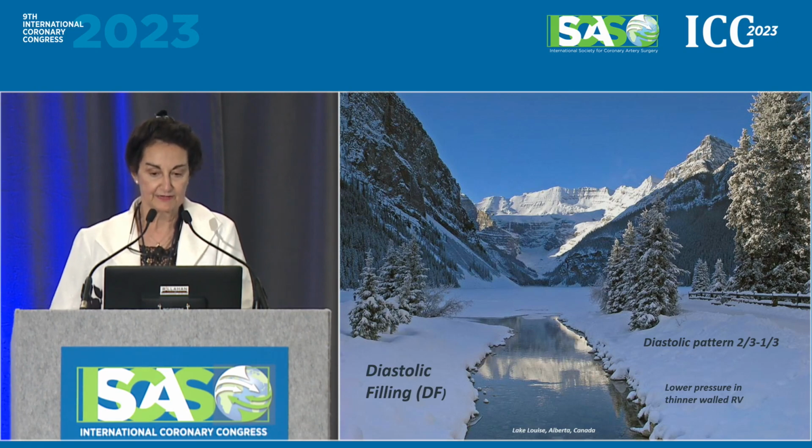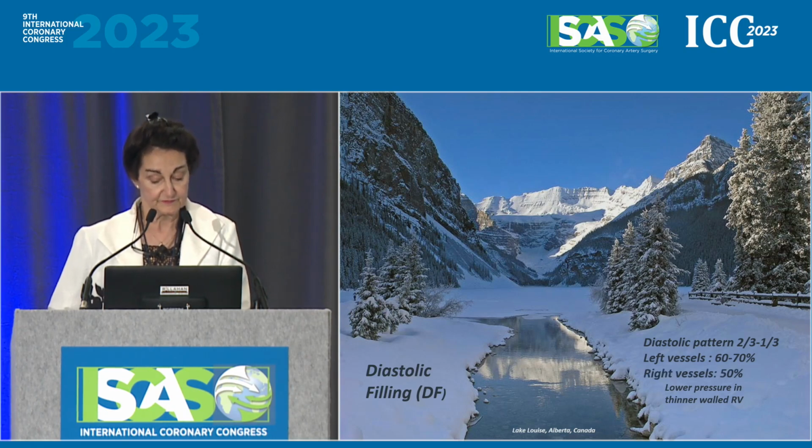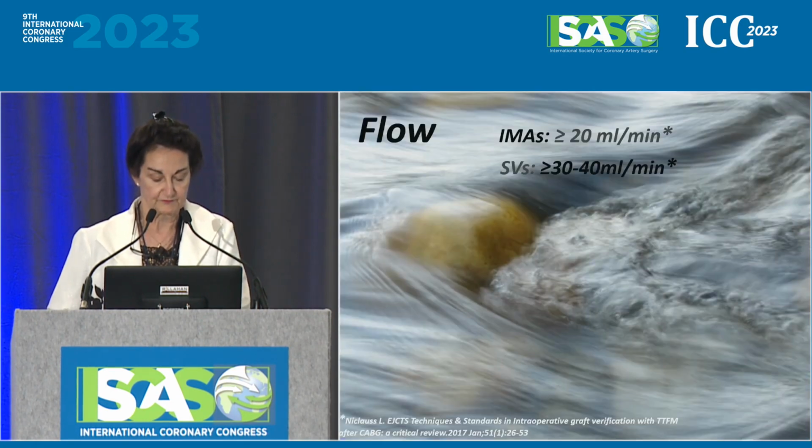Diastolic filling does not have too many papers written about it. I don't think there's any, but we need to know first that the left vessels fill in 60-70%, and the right vessels fill in 50% of diastole. That's because of the lower pressure in the thinner right-walled ventricle.